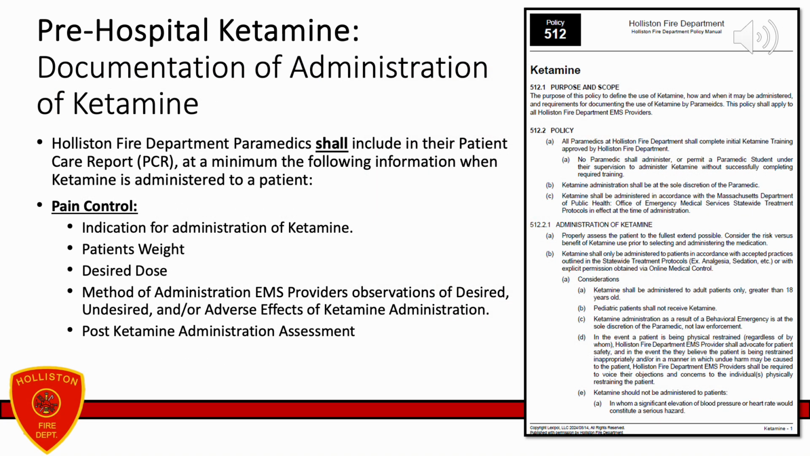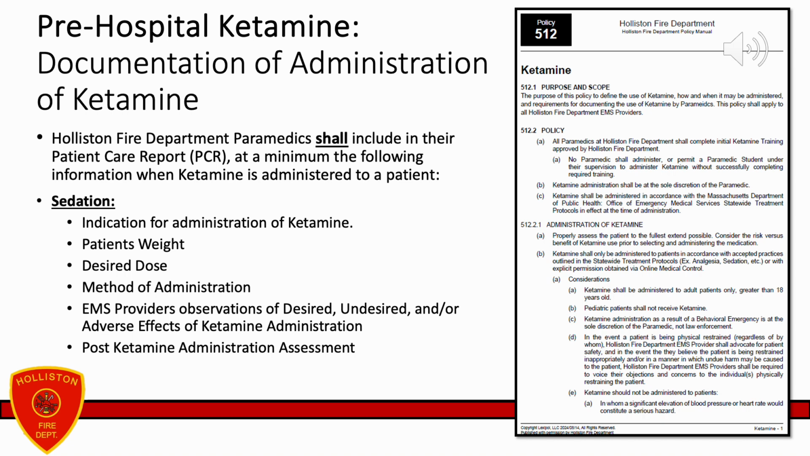Documentation. In policy 512, the Holliston Fire Department is talking about our ketamine policy. When you're giving ketamine for pain control, you shall include in your PCR at minimum your indications for ketamine, the patient's weight, the dose that you desire to give, the method of administration, and your post-ketamine administration assessment. Those are all required documentation items that you must include in your PCR as part of giving ketamine for patients with pain control.